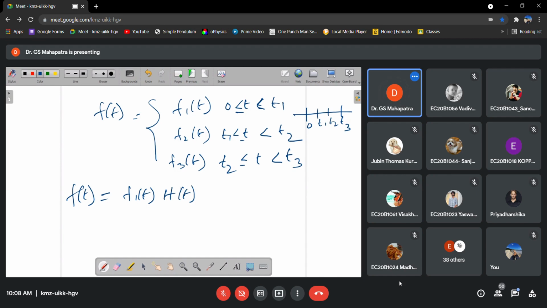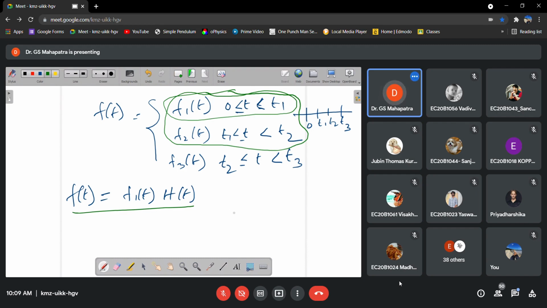Now if only the first one is there, the bounded function is represented by the Heaviside function like that. If both of the first two are there, can you add something? What will be the answer? f1t into H of t. So that one is the first one.